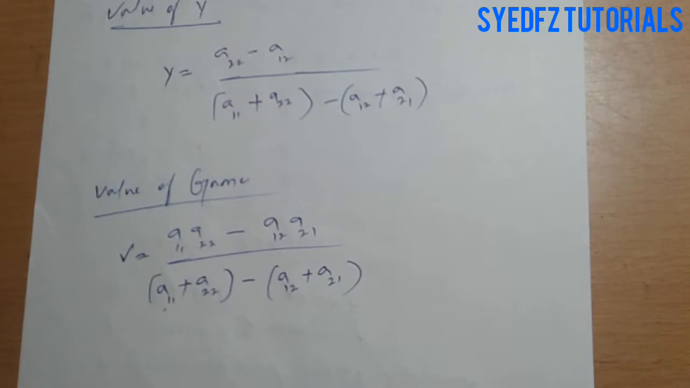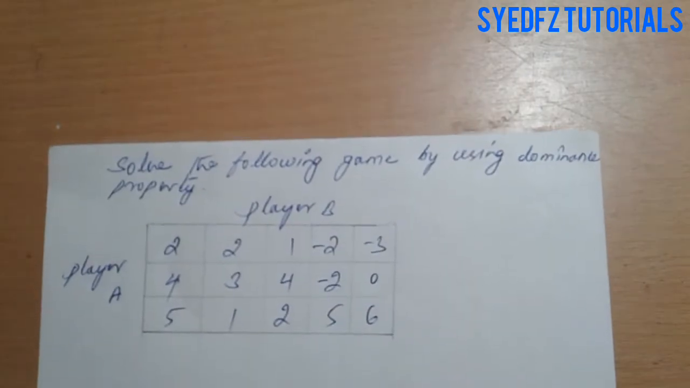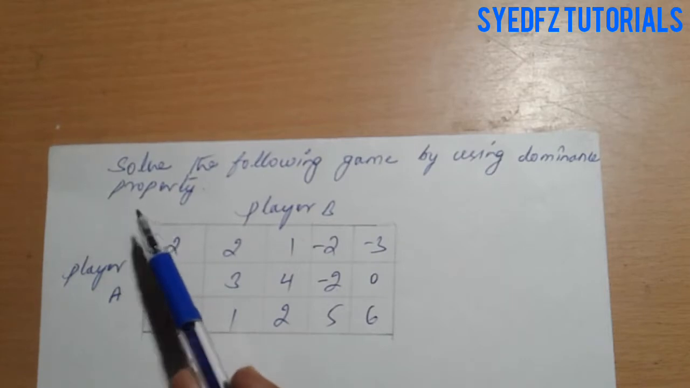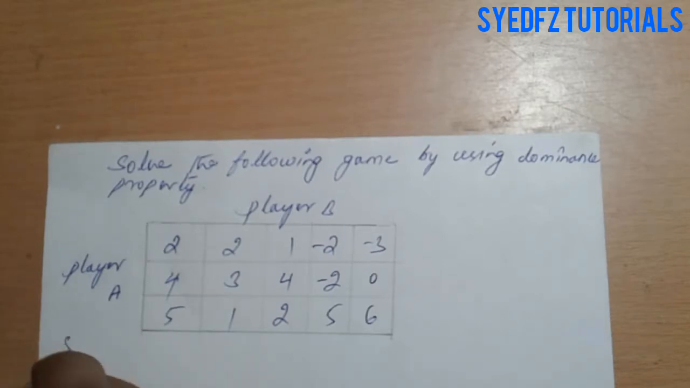Now let's start the problem. For example, let's solve the following game by using the dominance property. This is player B's strategy, this is player A's strategy. Solution.